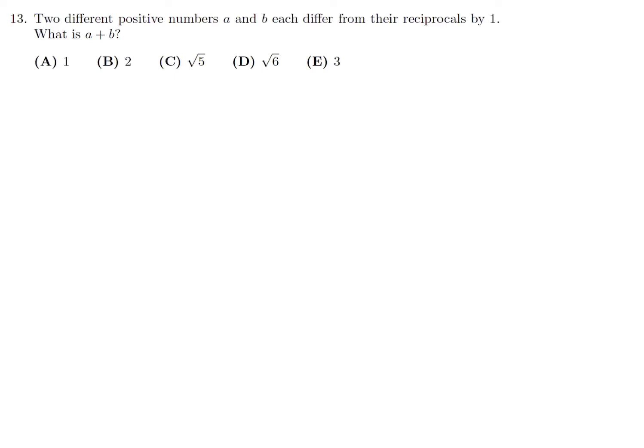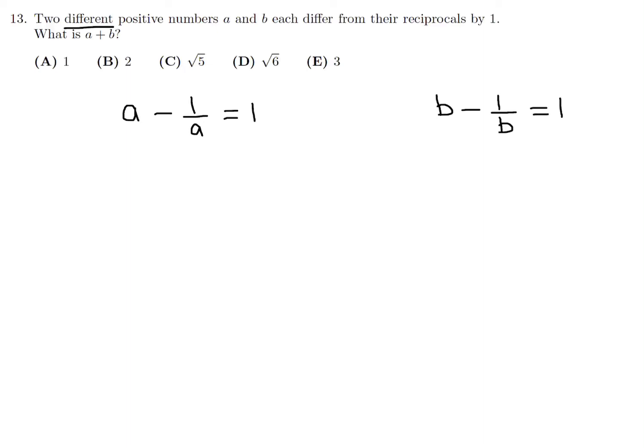Two different positive numbers, A and B, each differ from their reciprocals by 1. What is A plus B? Okay, so A, if that's the number, it differs from its reciprocal by 1. And B differs from its reciprocal by 1 also. But this is exactly the same. There's no difference here. So this scenario would not give you two different positive numbers. It would give you the same if I were to eventually calculate this.